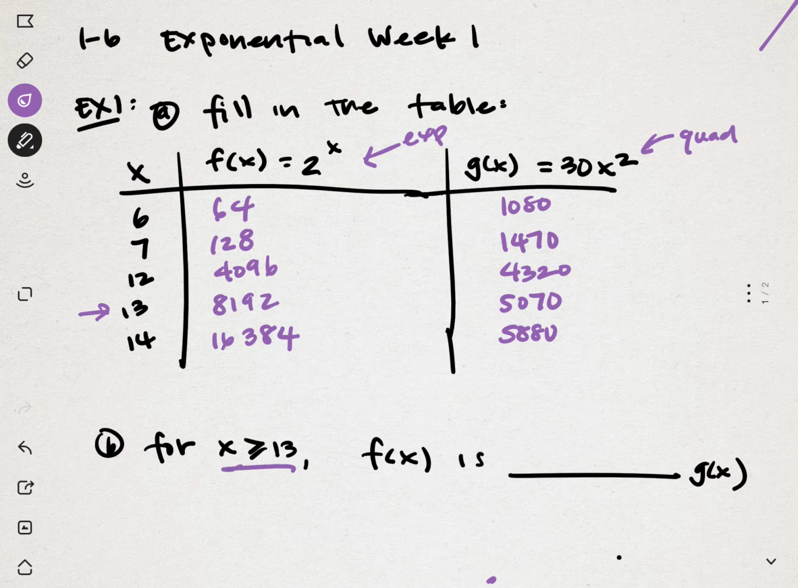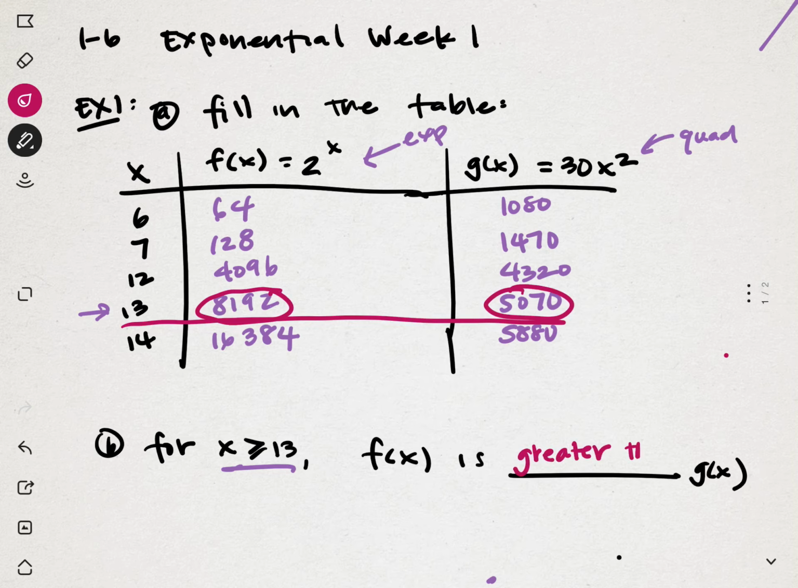All right, so looking at the table, when x is greater than or equal to 13, we're looking right here, right? f of x, the exponential function, is what compared to g of x? So in this box, 8,192 is our f of x. 5,070 is our g of x. So f of x is greater than g of x.